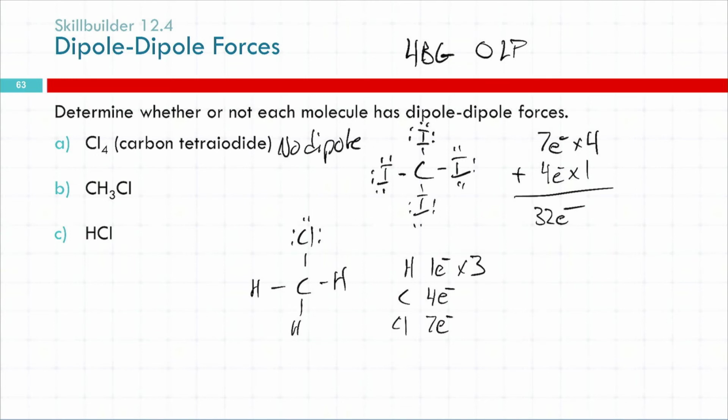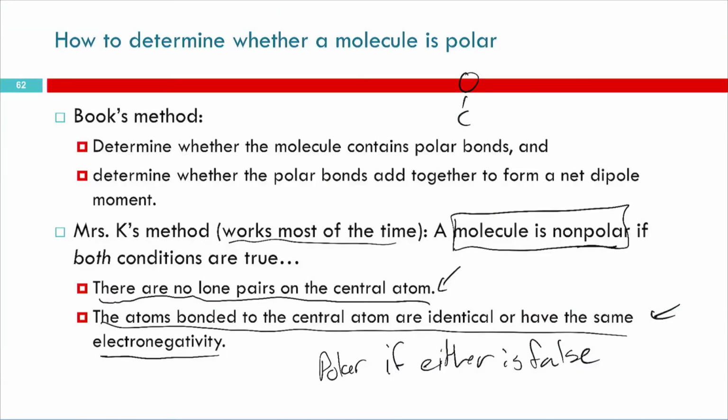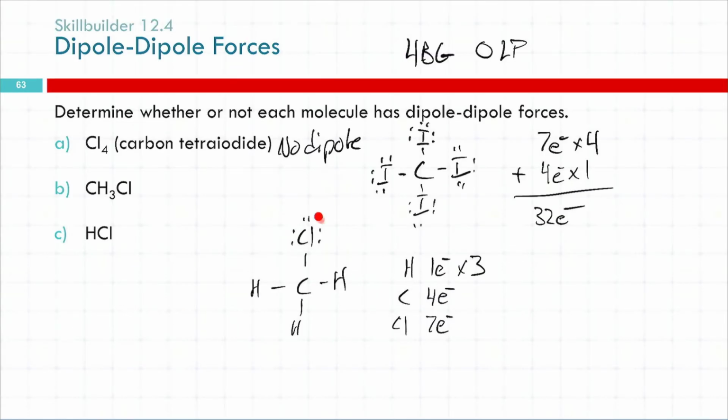Okay. Again, though, first thing to check, we have 4 bonding groups and 0 lone pairs, but let's take a look at our Mrs. K's rules. The atoms bonded to the central atom are identical or have the same electronegativity. This is false. Chlorine has a much greater electronegativity than hydrogen.